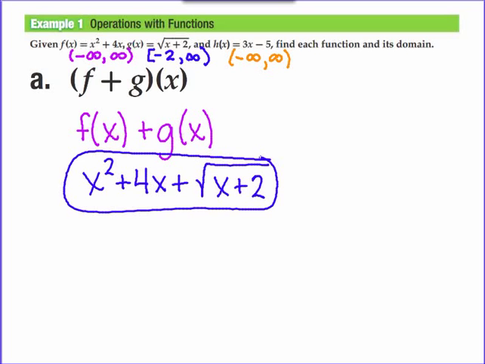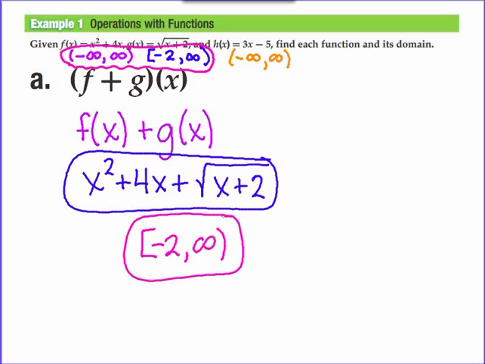So in this case, it's the intersection of f of x's domain and g of x's domain. Intersection means what's in common with both. So if I compare these two, what is in common with both? Negative 2 to infinity. So that is my domain. But see, it's a lot easier to start by writing them down like I did, and then you can just look and instantly see what your domain is going to be.